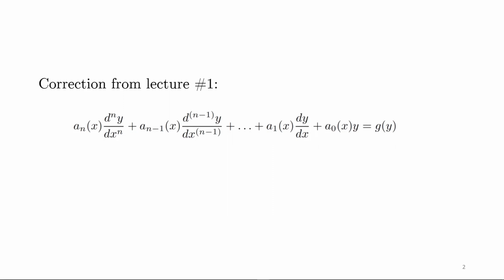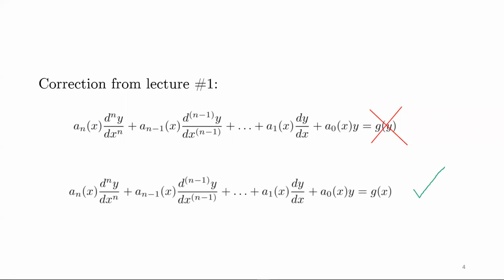Just a quick correction from lecture 1. The equation on screen here was told to you to be the equation that an nth order ODE has to satisfy to be linear. There was a very minor error in this equation, and that is that the function on the right hand side, g of y, in fact should have been g of x.